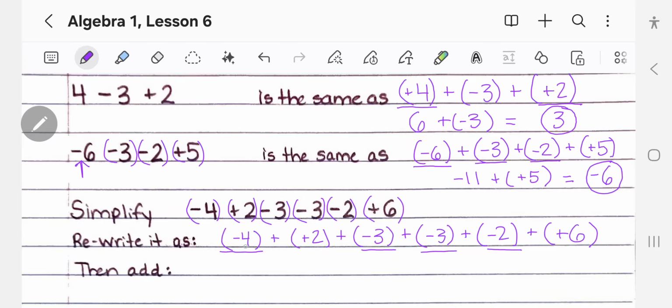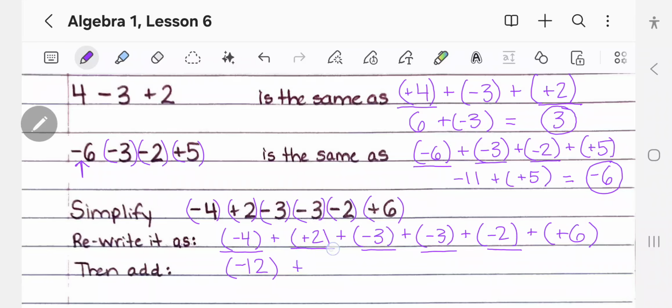I've got the 4 and then 3. That makes a total of 7. Plus 3 more would be a total of 10. Plus 2 more would be a total of 12. And they're all negatives. So I have negative 12.